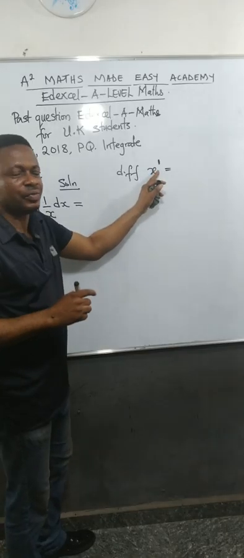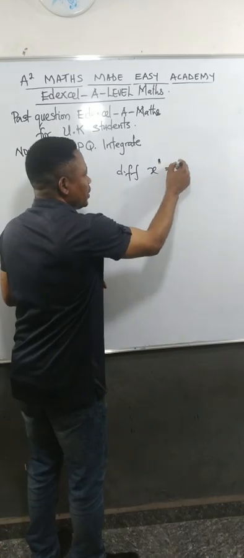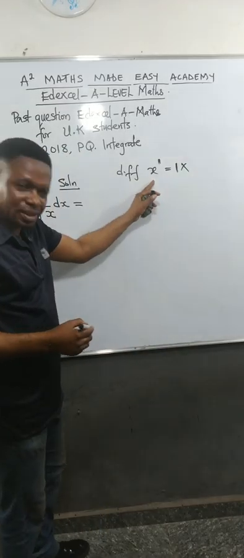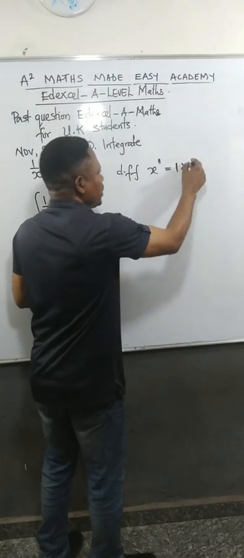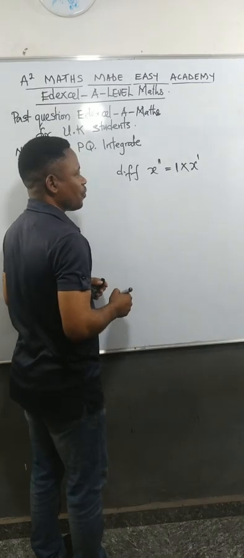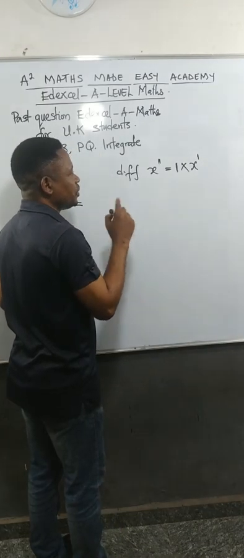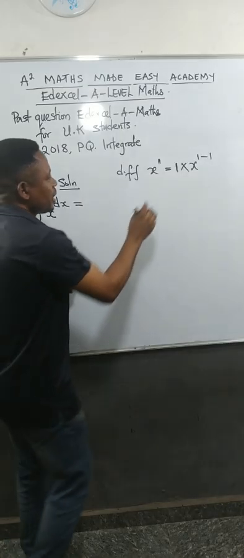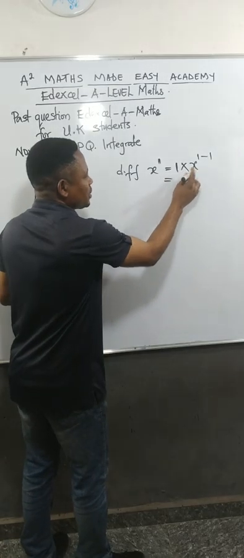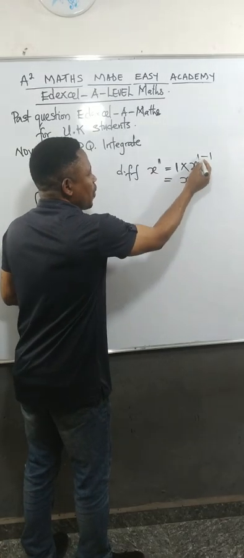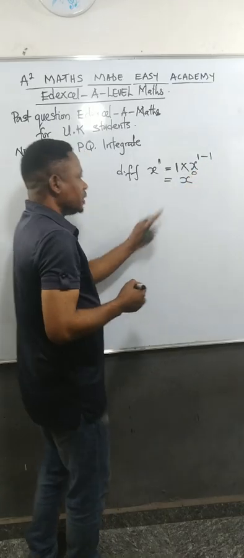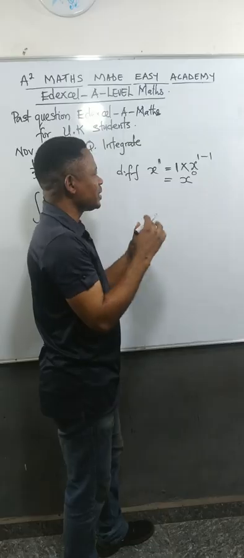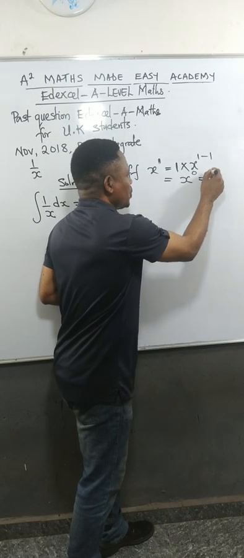And what is the rule of differentiation? Consider the power. The power is 1, then multiply and repeat the question. Now the question is x raised to the power of what? 1. According to the law of differentiation, introduce minus 1. Always introduce minus 1. This is now 1 times x, which gives you x, then 1 minus 1 is what? 0. But there is a theorem under indices that anything raised to the power 0 is what? 1. So this is 1.